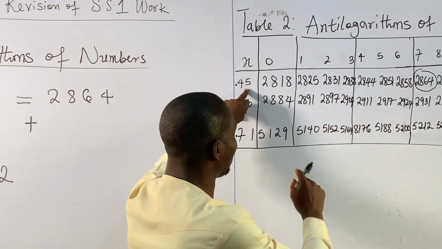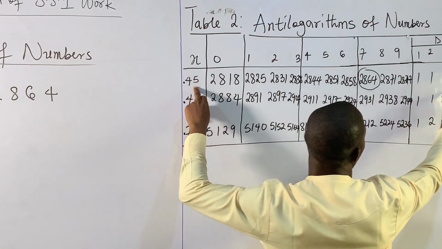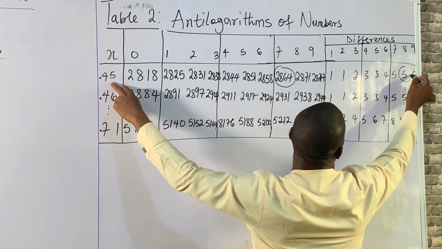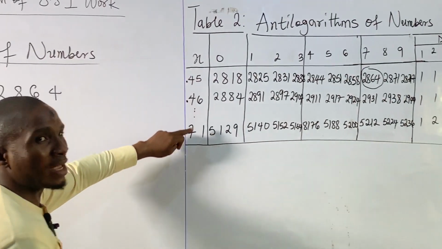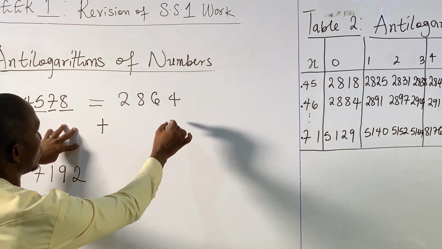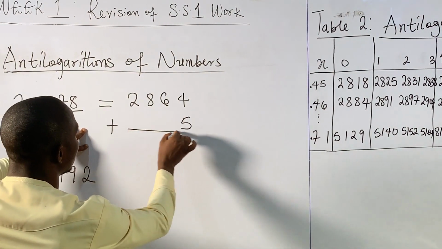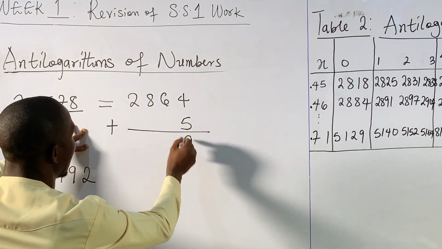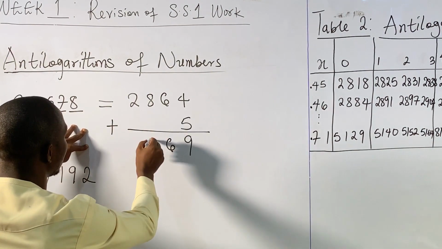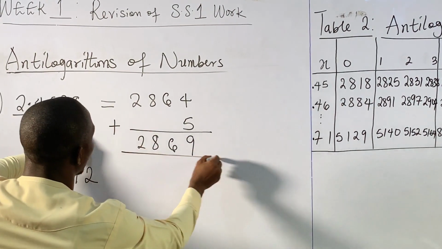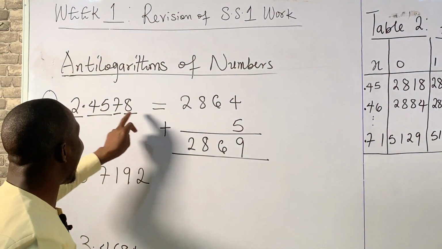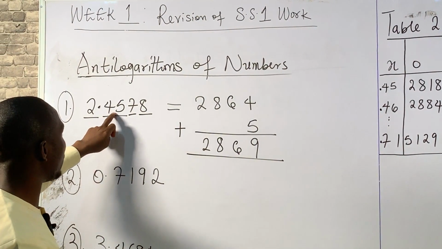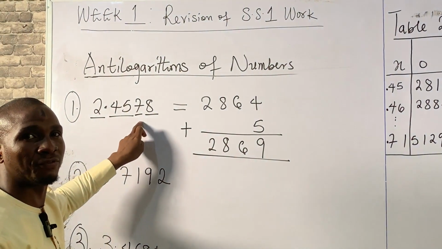So let's go and check difference 8. Difference 8 is 5. So we are adding 5. So plus 5 will give us 2869. So we have 2869 to be the antilog of 0.45 under 7 difference 8.